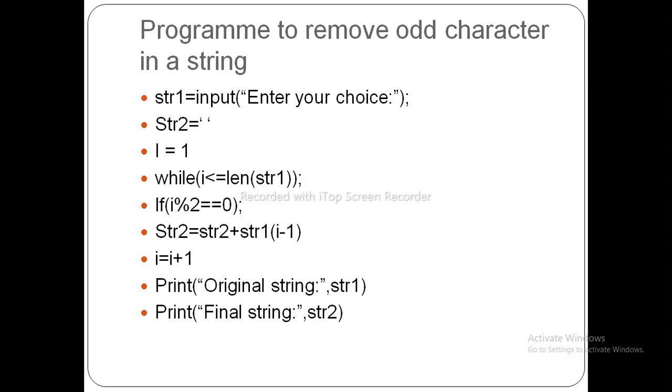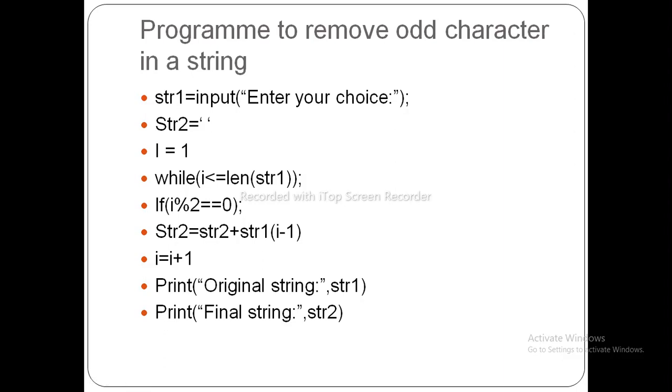str1 equals input, inside double quotes we'll write enter your choice, and colon, double quotes closing, and all the things will be small only, not capital. It takes capital by default, but you have to write it as small, and there will be no space also. We'll take another variable, str2 equals blank. Then i equals 1 we will initialize. We'll use a while loop. A while loop is used to check the condition.